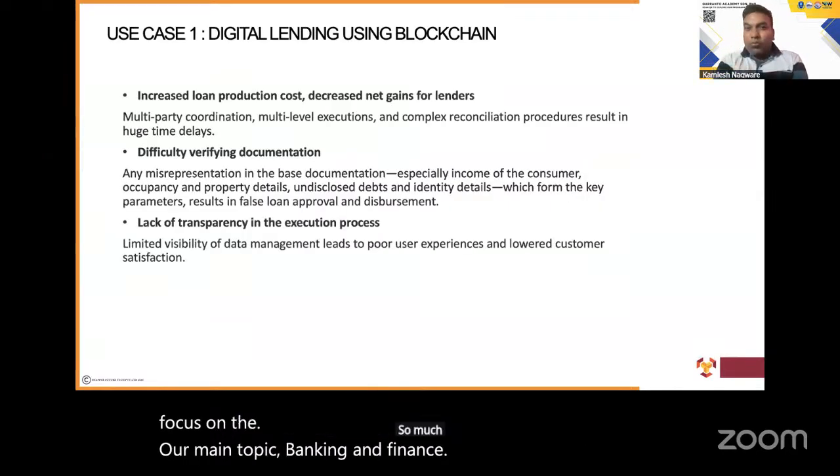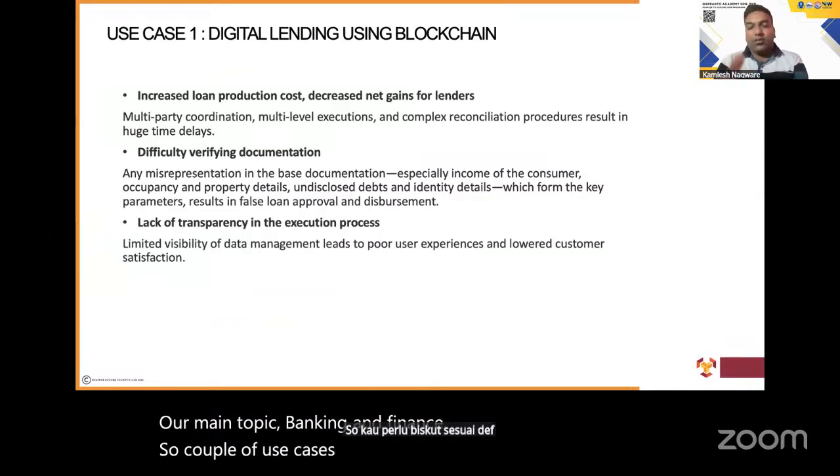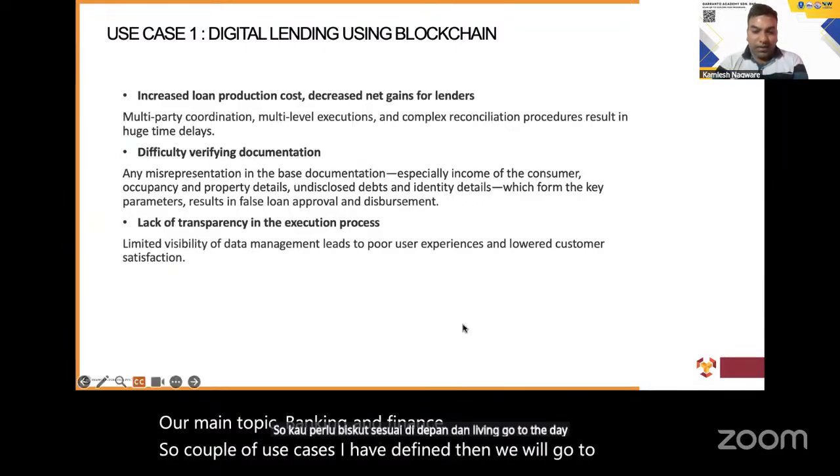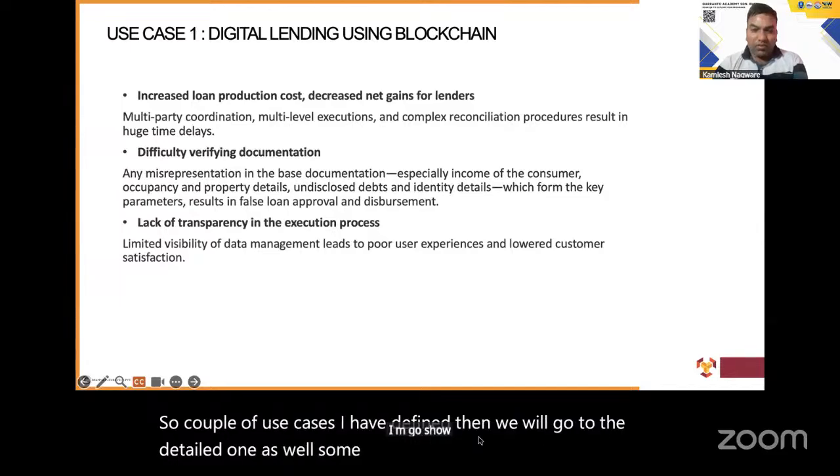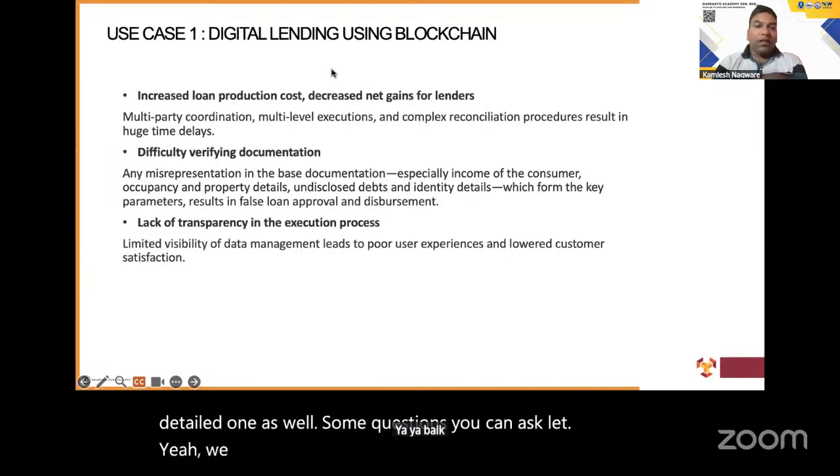A couple of use cases I have defined, then we will go to the detailed ones as well. Some questions you can ask. Yeah, we will share. So first, digital lending.